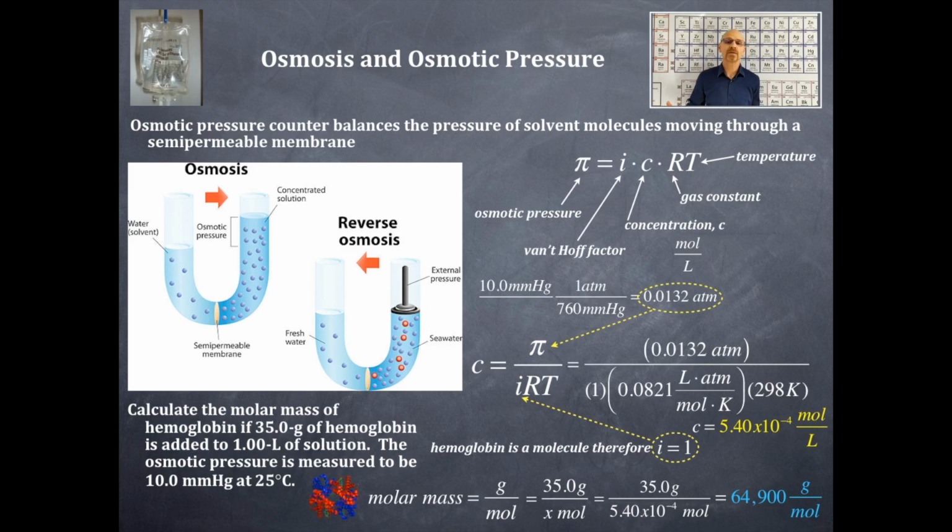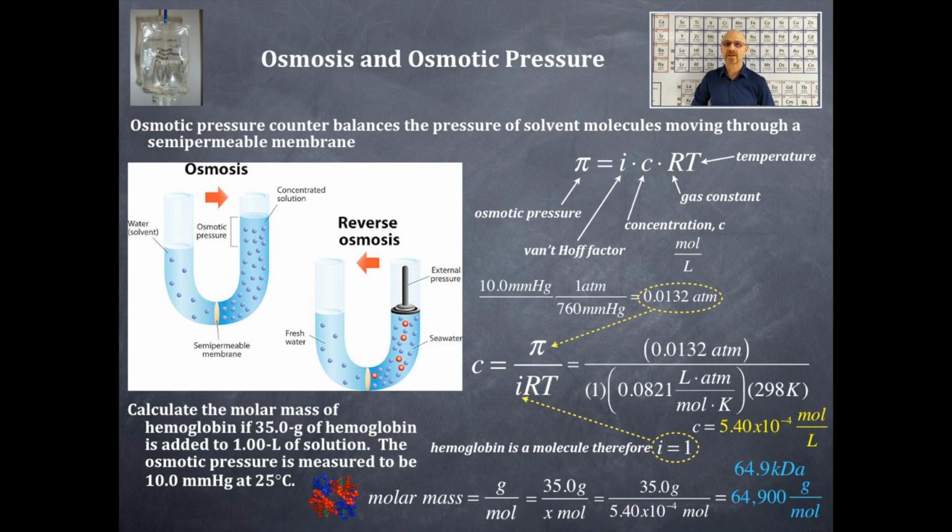Now, since this is a protein, and I'm a biochemist, truly, since this is a protein, we use a different set of units besides grams per mole if we are talking about proteins. And those are daltons or kilodaltons. And since this is a large number, I'm going to convert this to kilodaltons, which is 64.9 kilodaltons. It's the same thing as kilograms per mole. All right, that's osmosis and osmotic pressure.